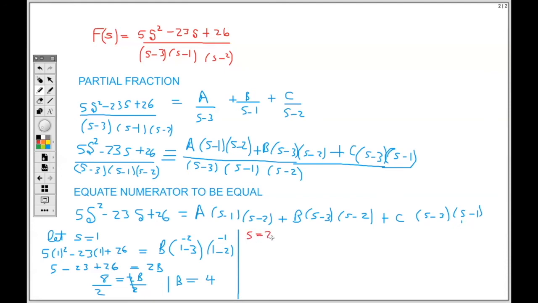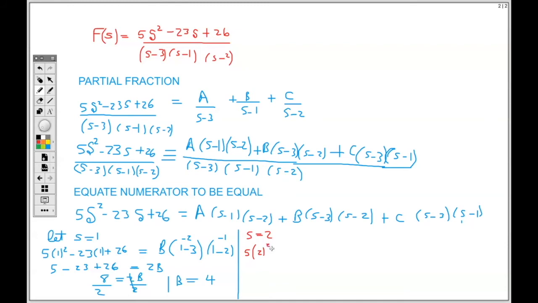So I'll be selecting s to be 2 because 2 minus 2 right here will be 0, so all of that will be eliminated. Same case here, 2 minus 2 will be 0, so all of this section will be eliminated. So I'm just left with c times s minus 3 times s minus 1.